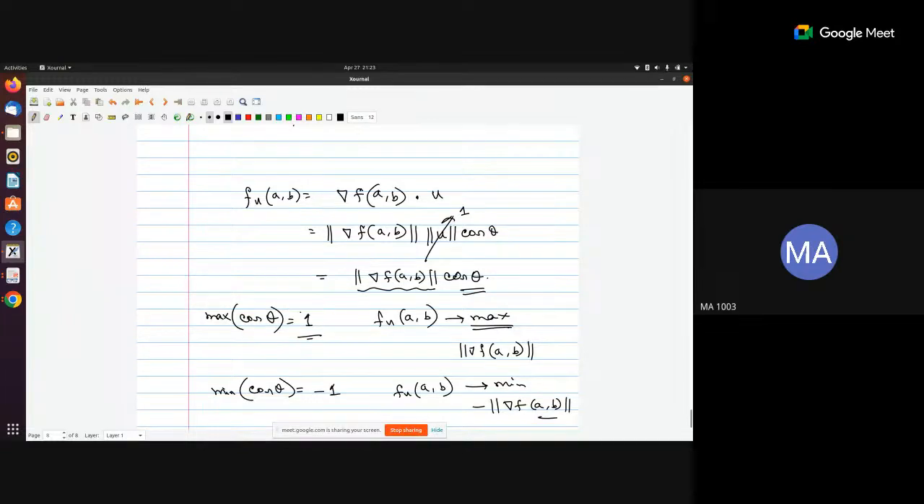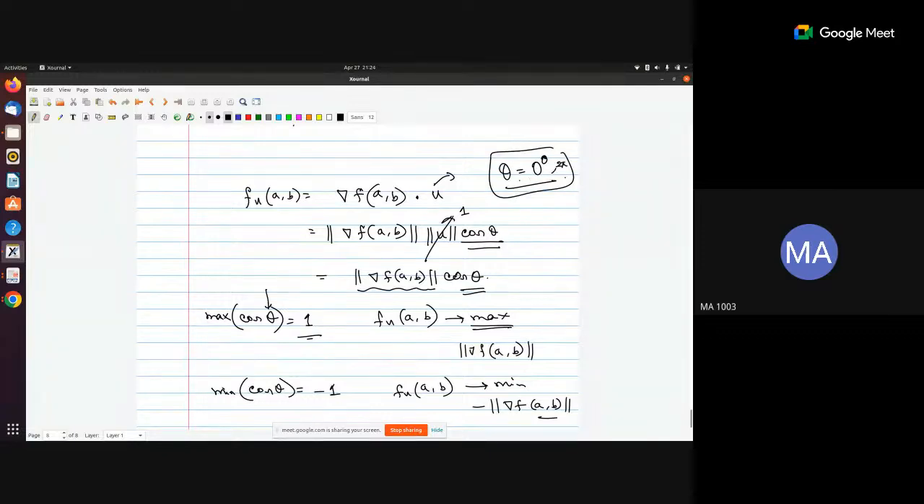Now when cos theta is maximum, that is 1, what is the value of theta? Theta is 0, or 2 pi. Zero means the same direction, so the same direction as the gradient vector. What is theta here? When I take two vectors a and b, cos theta, this theta is the angle between a and b. That is how the dot product is defined. So when cos theta is 1, theta is 0 degrees.